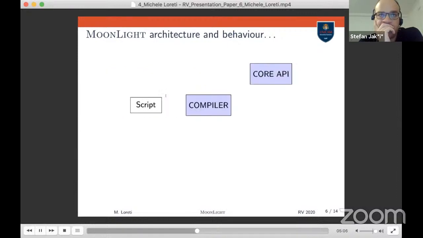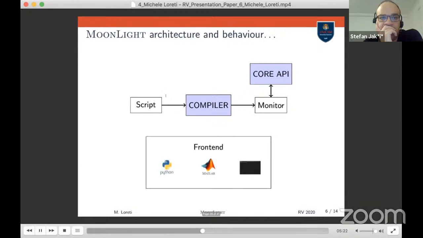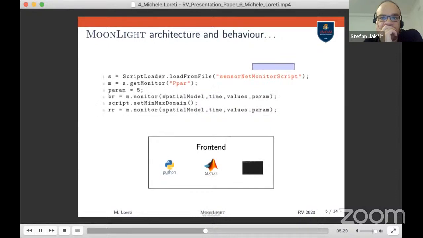The script is passed to the compiler, and the result of the compilation is a Java class that uses the core API to perform the monitoring. In order to access the Moonlight framework, we have these front ends, in particular Python, MATLAB, and the console. This is a piece of code of a MATLAB script that can be used to interact with Moonlight, where we can see that we can load a script from file.